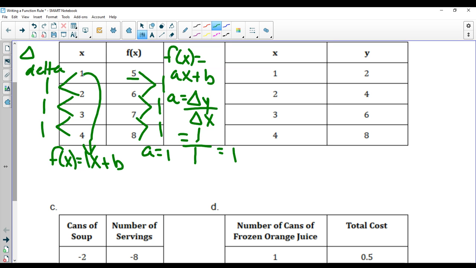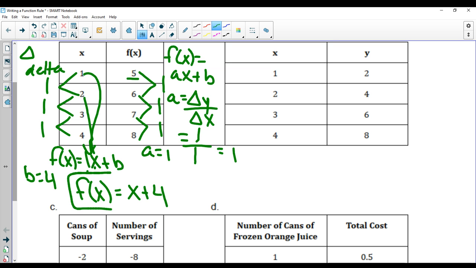Let's see if that works for 2. If I put 2 in here, 2 times 1 is 2, but I really need 6, so I have to add 4 more to get to 6. The same is true for 3 and 4. So we just found our b value to be 4. So our function is x plus 4. Okay? And if you're still a little confused about it, don't worry. I've got 3 more to go through for the table. Okay? So let me erase what I've got.